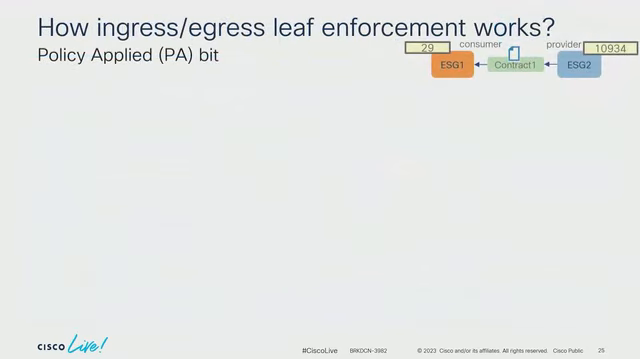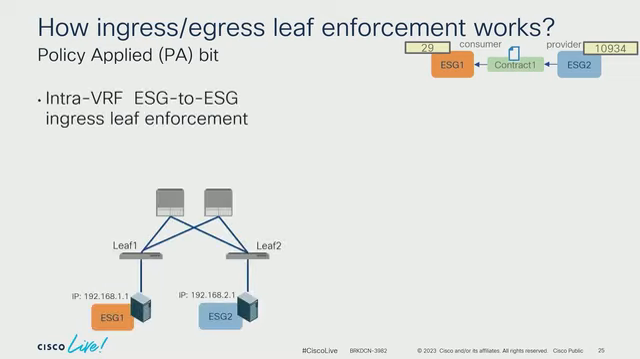That said, you might be wondering how ingress, egress leaf enforcement works. So let me give one example. Let's say you have an ESG to ESG contract. Then we have an important indication called the policy applied bit. This is in the VXLAN header. So let's say you have traffic from 1.1 to 2.1.